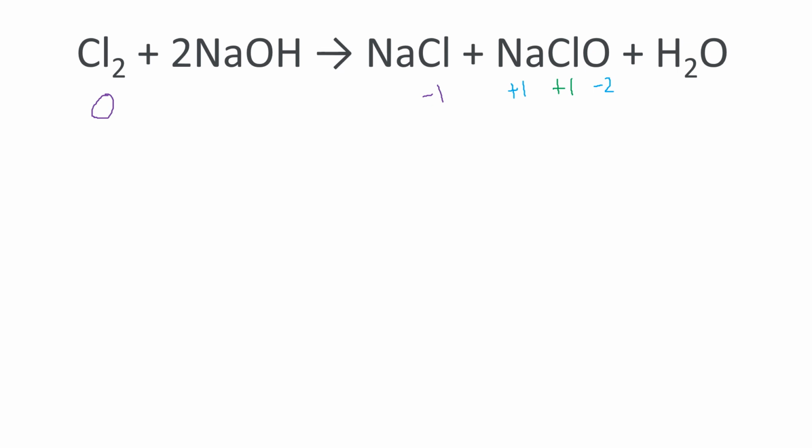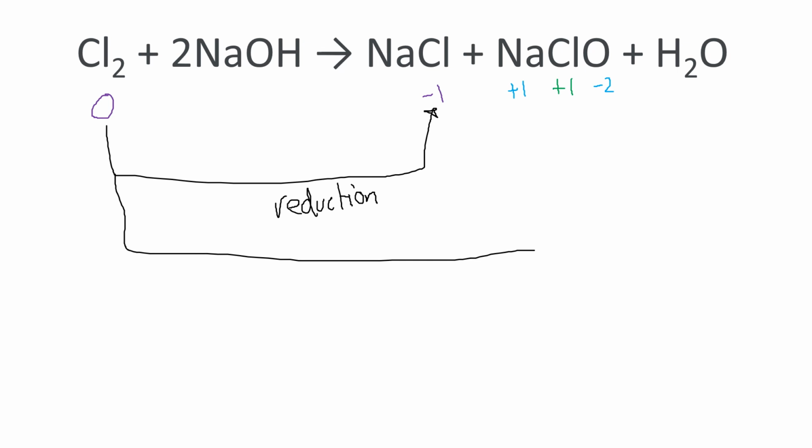So the chlorine is going from 0 to -1, that is reduction, because it's going down. And it's going from 0 to +1, which is oxidation. And we don't need to really look at any of the other elements because they're all staying the same. Sodium is staying as +1, oxygen is staying as -2 throughout, hydrogen is staying as +1. So it's only the chlorine that's actually changing in this.